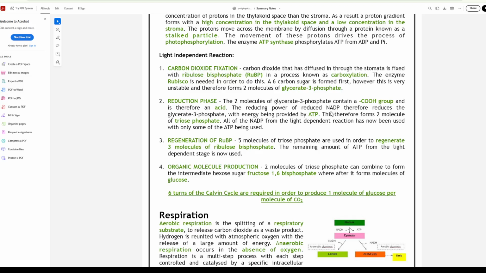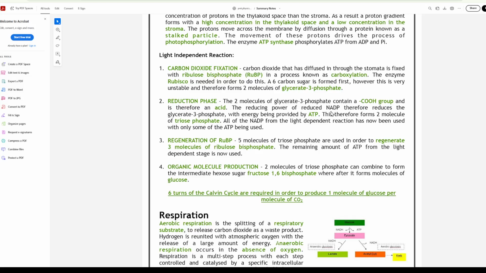The 2 molecules of glycerate 3-phosphate contain a COOH group and therefore are an acid. The reducing power of reduced NADP therefore reduces the glycerate 3-phosphate with energy being provided by ATP. This therefore forms 2 molecules of triose phosphate. All of the NADP from the light dependent reaction has now been used with only some of the ATP being used. So glycerate 3-phosphate, that's the name of the 3-carbon compound there. The reducing power of reduced NADP reduces the glycerate 3-phosphate with energy provided by ATP, so it forms two molecules of triose phosphate.